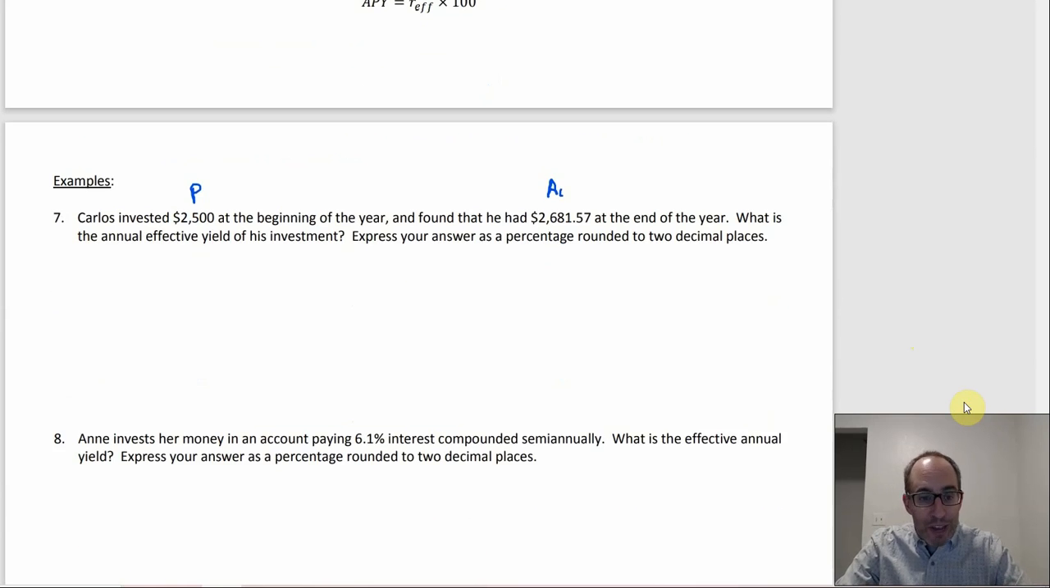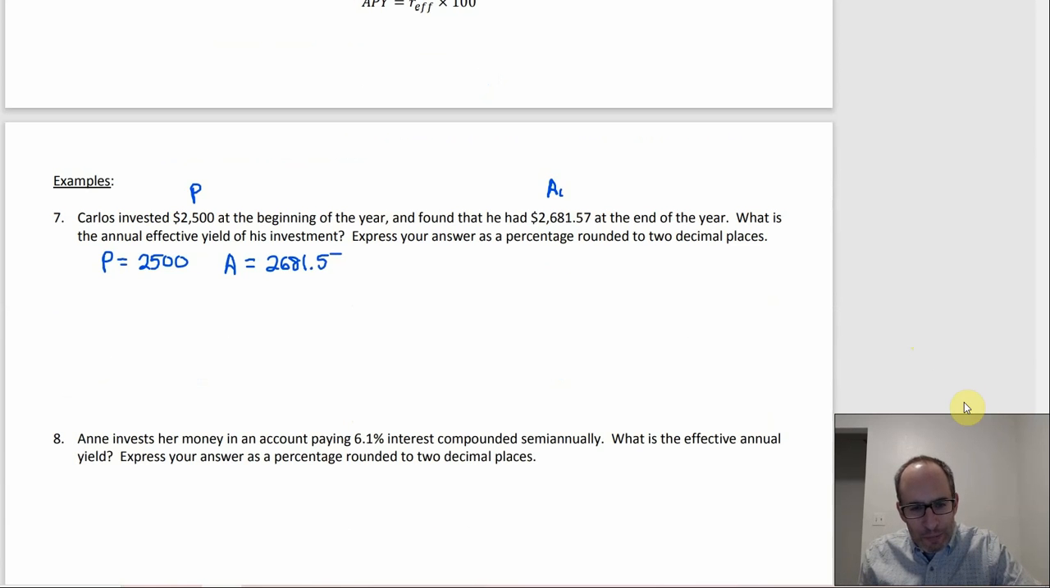And then we want the annual effective yield. Okay, well, if we know what P and A1 are, then this is not long. So we know P is 2,500, and we know that A is 2681.57.